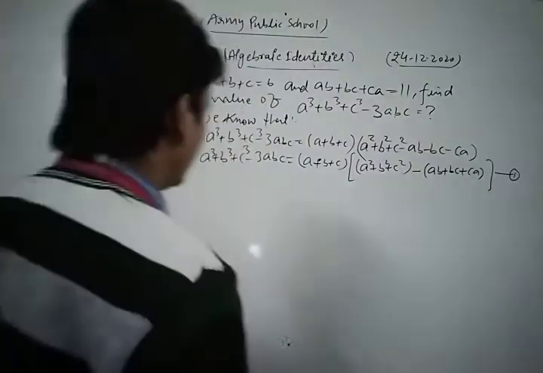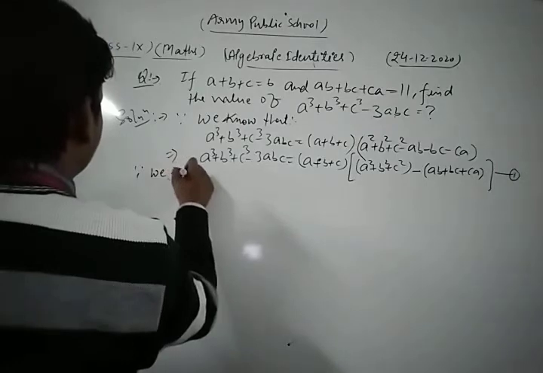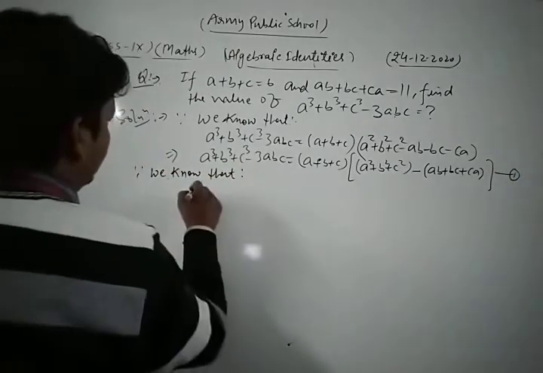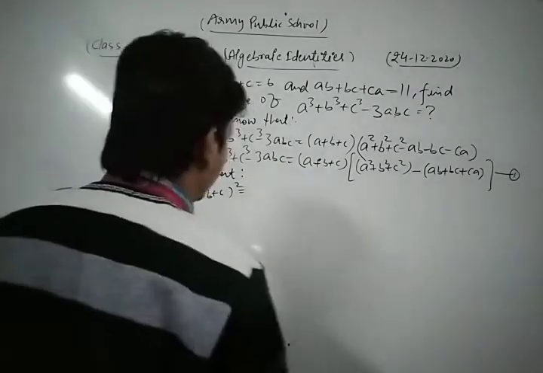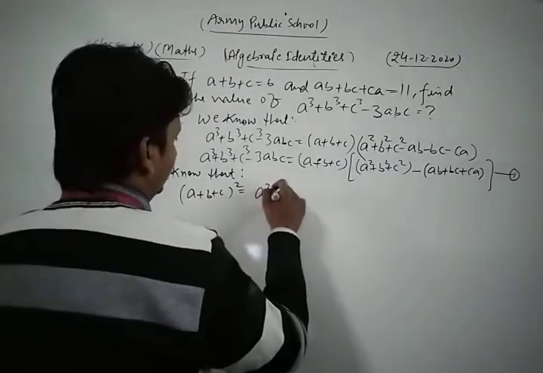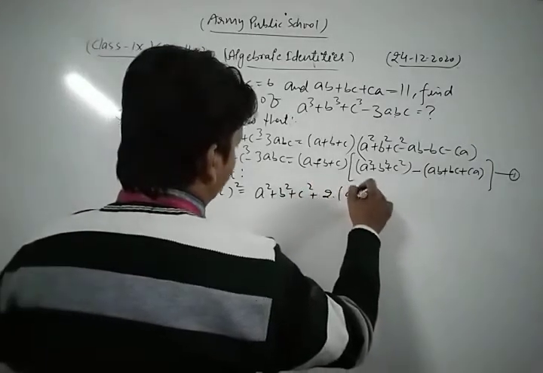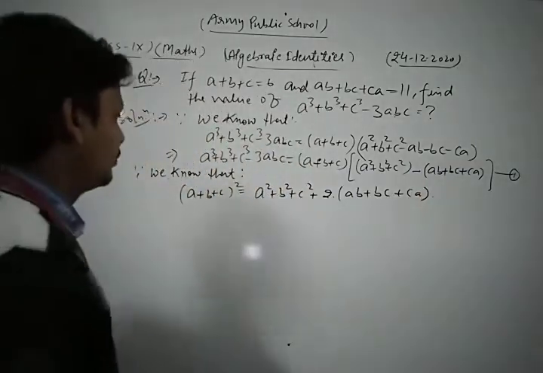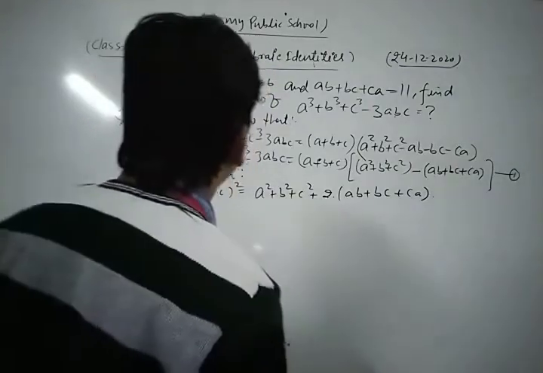Let's see. First of all, we write, since we know that a plus b plus c whole square is equal to what? The value of a plus b plus c whole square is a square plus b square plus c square plus 2 times ab plus bc plus ca. Now we put the values of a plus b plus c and ab plus bc plus ca in this relation. So we get what?